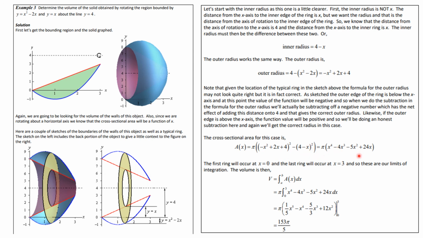We simplify that. There's actually quite a bit of algebra sometimes involved in these problems, and you will be doing this algebra. So the volume is going to be the integration of that. We add 1 to the exponent and divide by the new exponent, and we plug in the numbers, and we get the final answer is 153 pi over 5. Doing these problems as practice would be great preparation for an assessment.